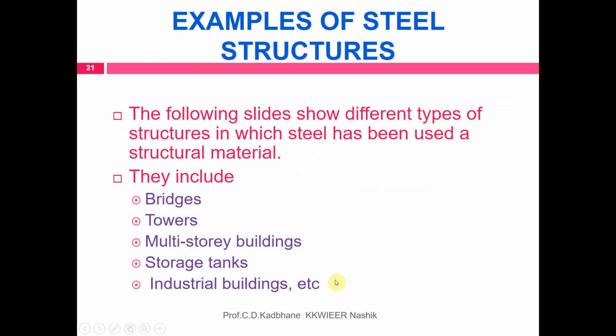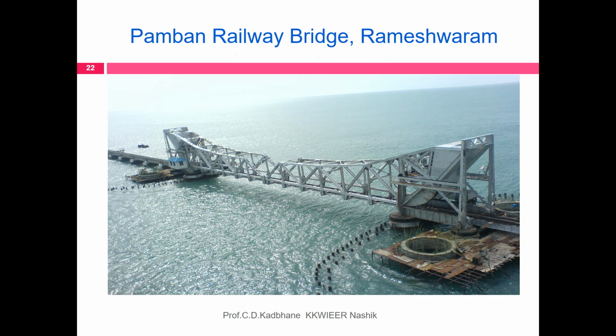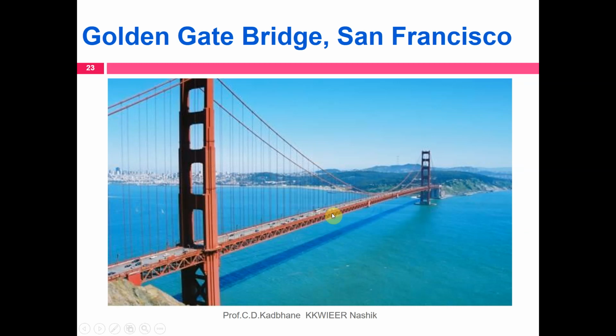Next, examples of steel structures. You can give many examples of steel structures like bridges, towers, multi-story buildings, storage tanks, industrial buildings, etc. So let us study different giant steel structures already constructed. Number one, this photograph shows the Pamban railway bridge at Rameshwaram. Then this is a very famous bridge you must have seen in many Hollywood or Bollywood films, the Golden Gate Bridge, which is located in San Francisco in the United States of America.